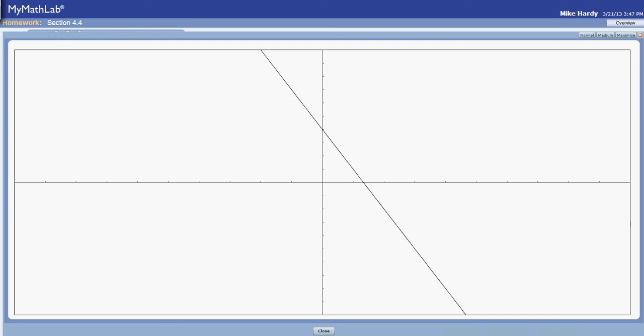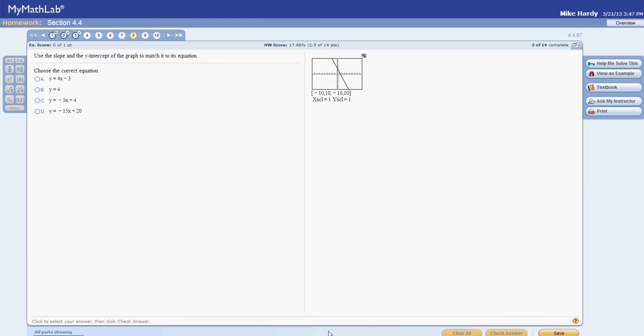Let's see how well we did, because we were kind of eyeballing. So we have the equation y equals negative 3x plus 4. Negative 3x plus 4 is one of the options. Let's see if it's our correct answer. Awesome. There we go.